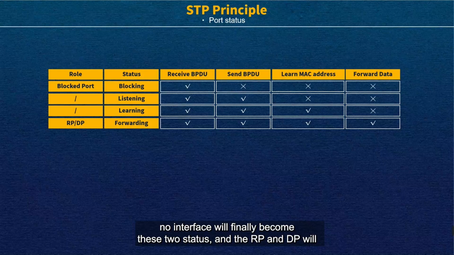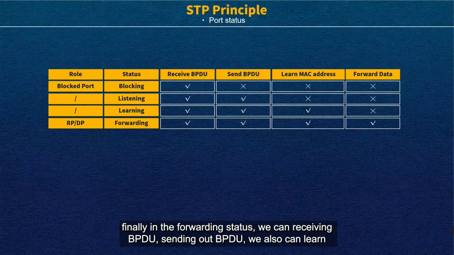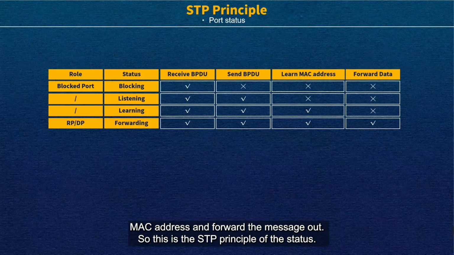No interface will finally stay in these two states. And the RP and the DP will finally be in the forwarding state. We can receive BPDU, send out BPDU, and we can also learn MAC addresses and forward the message out. So this is the STP principle of the states.